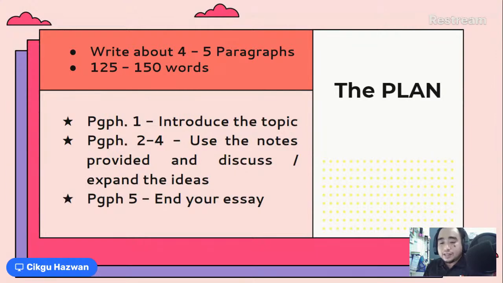And then at the end, in paragraph 5, you have to end your essay. When we say about ending your essay, you are not going to introduce any more new points in the final paragraph. All points should be in paragraph 2 until 4, and paragraph 5 is just to summarize the points or you restate the introduction just now.